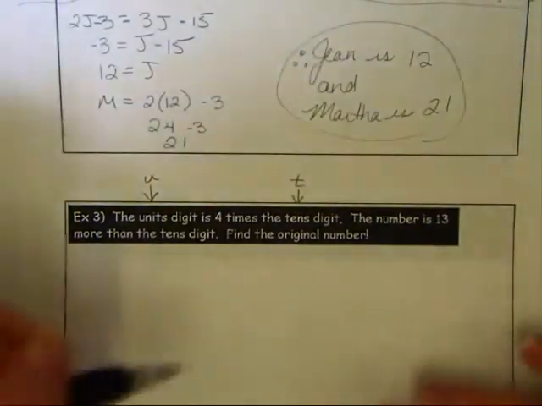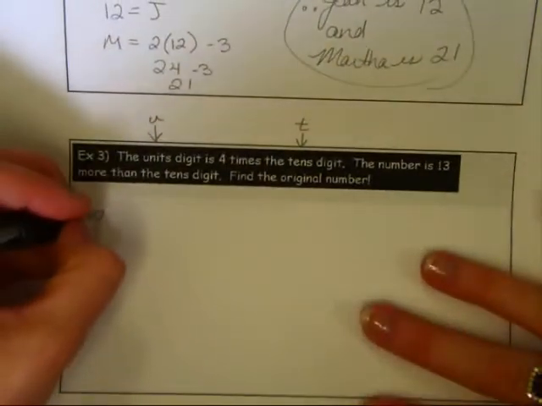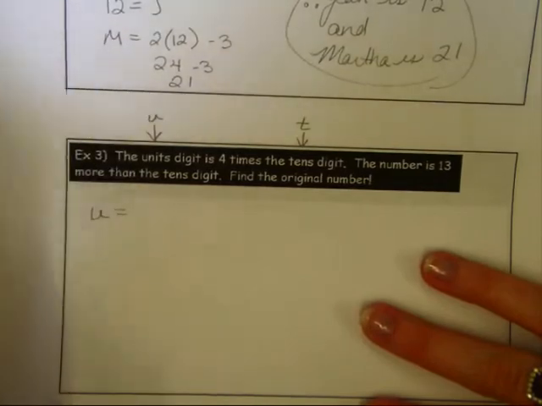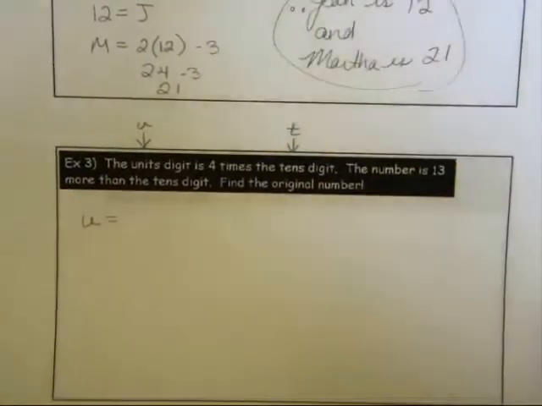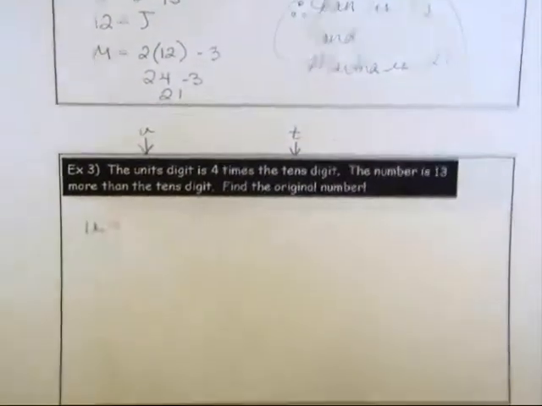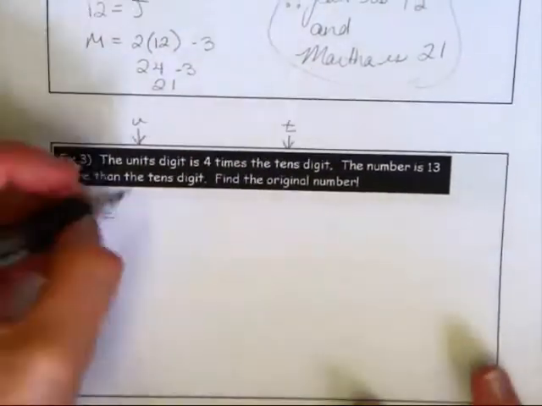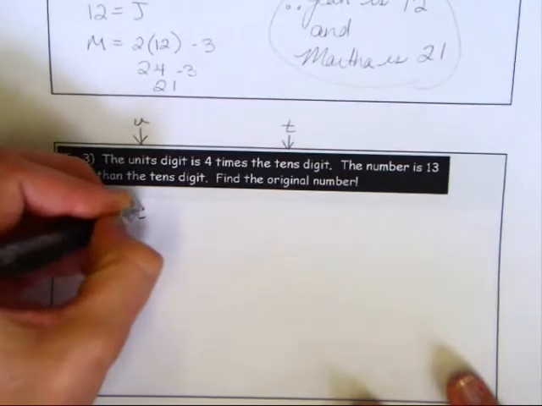First sentence. The units digit is 4 times the tens digit. You should practice this maybe without looking at the video. There it is.